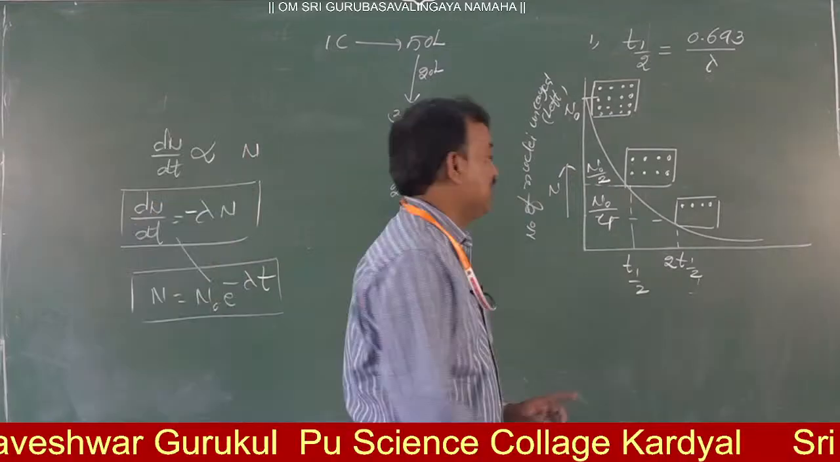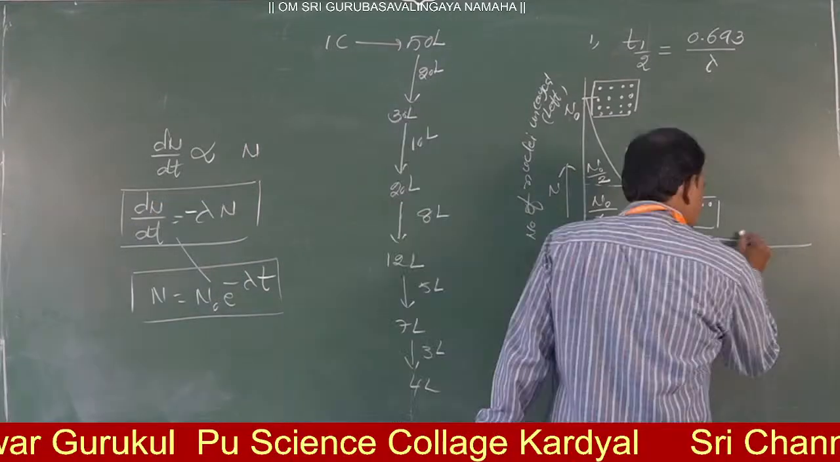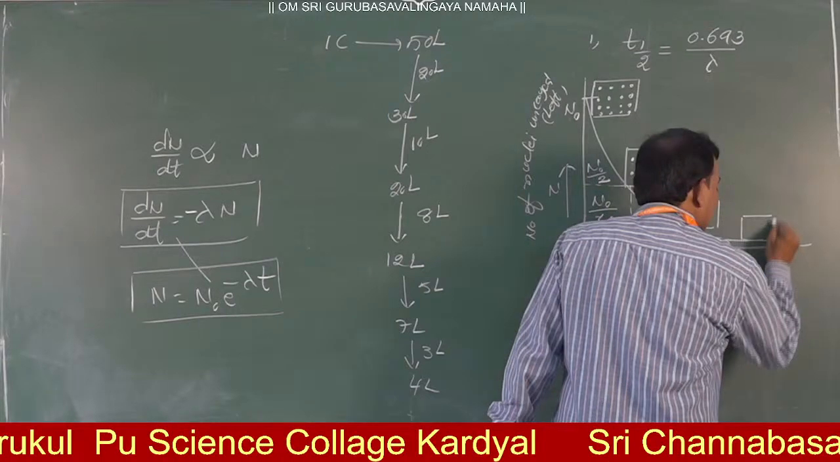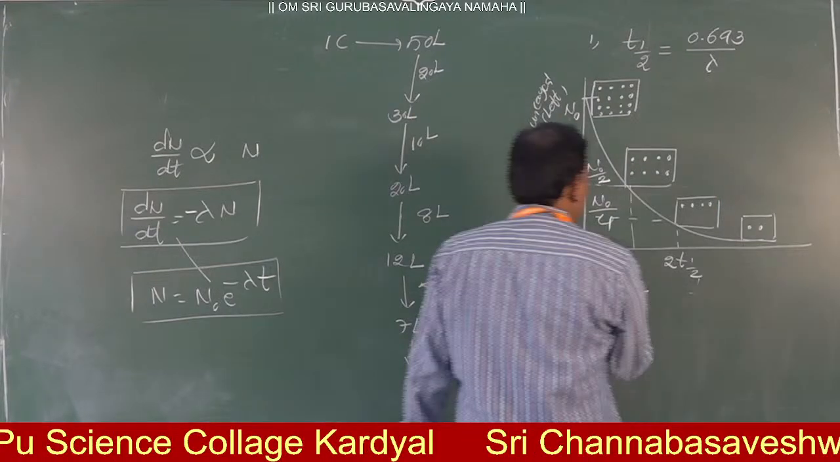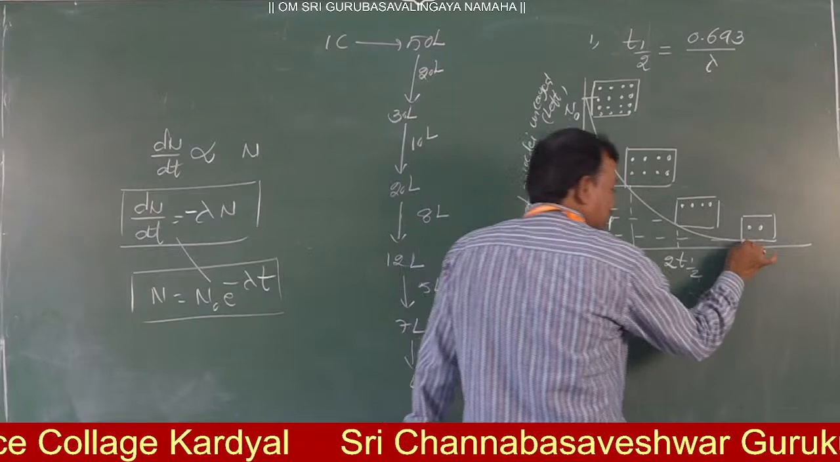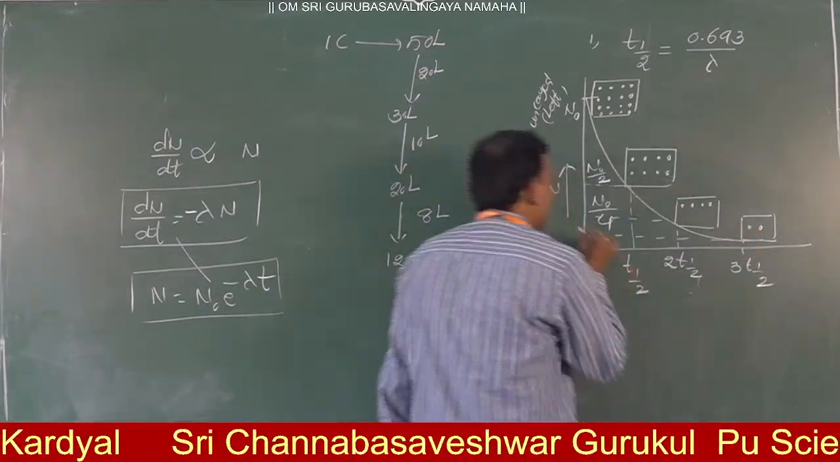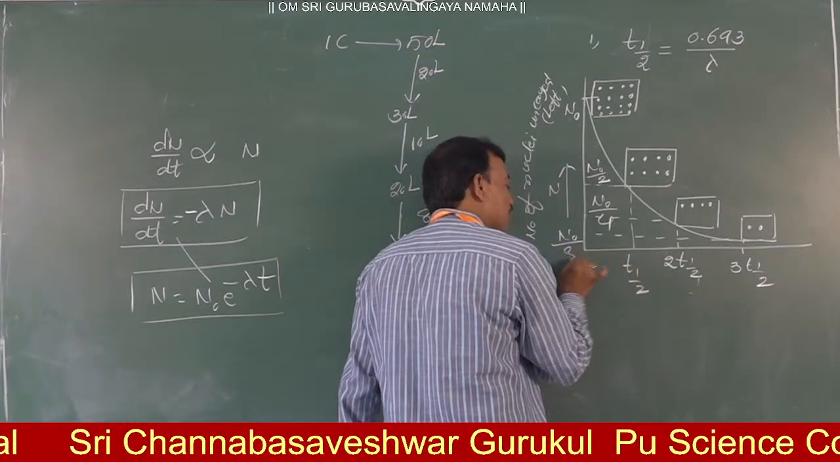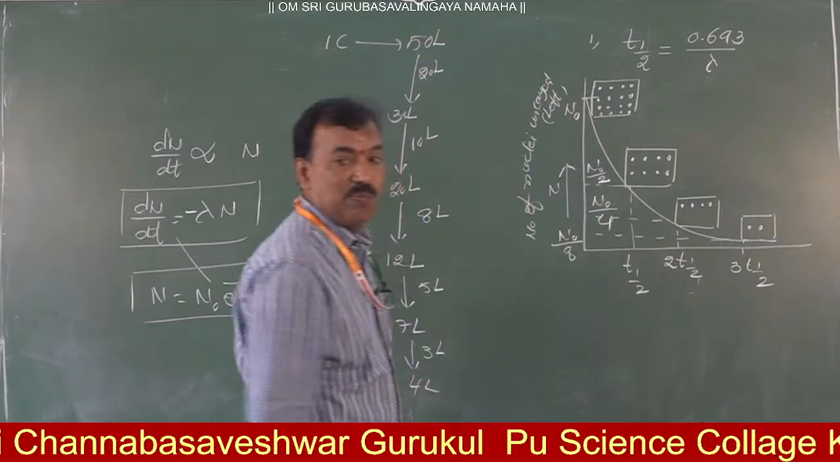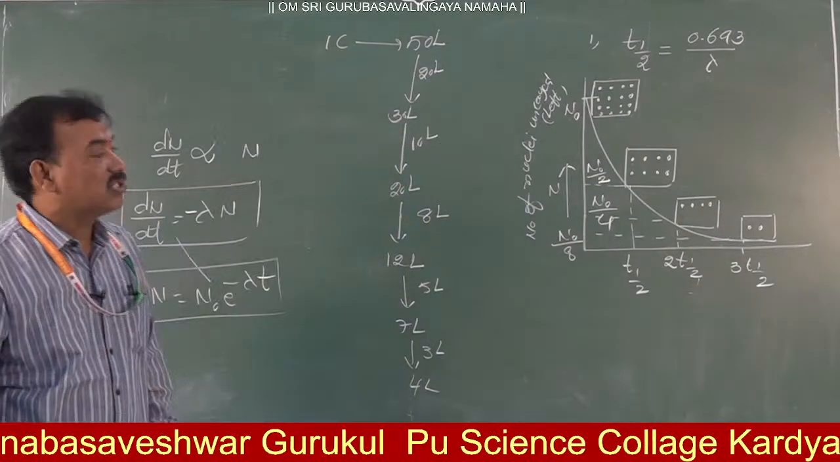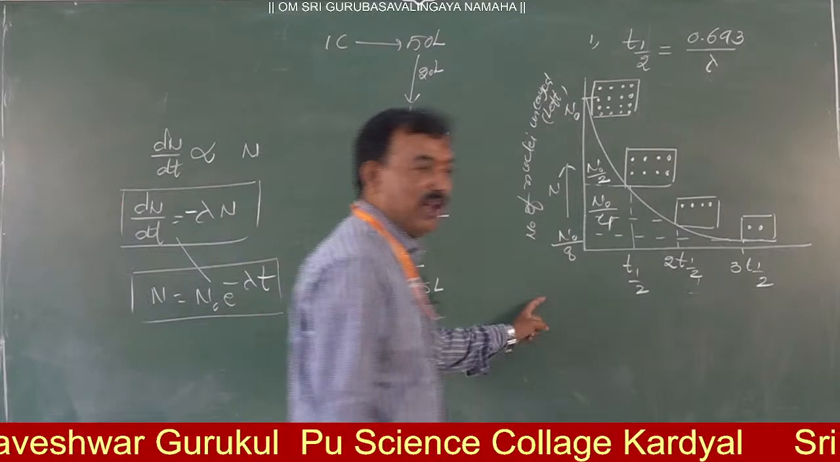Again the next one. Again some more time passes, and this value again becomes half. What is the value? So this is again the next half lifetime. So this is N₀/4 by 2, so N₀/8. So this is known as half lifetime.